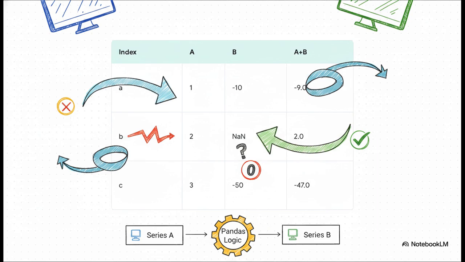But, as you can see on the far right, if you explicitly tell Pandas to use fill_value equals 0, it seamlessly replaces that missing data with a 0. It saves your math operation and keeps the whole dataset remarkably clean.